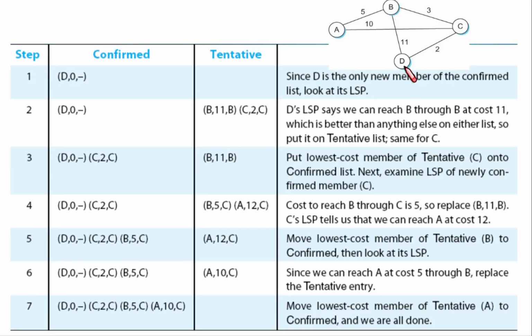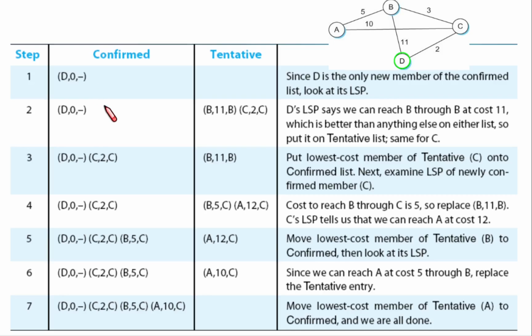In this example, there are 4 nodes A, B, C, and D, and we are going to work out the shortest path from D to all these other 3 nodes A, B, and C. So the algorithm will begin at D. Therefore, we have to add D to the confirmed list. This is the initialization phase. Now from D, the cost to itself is 0. There is no next hop. It's itself.